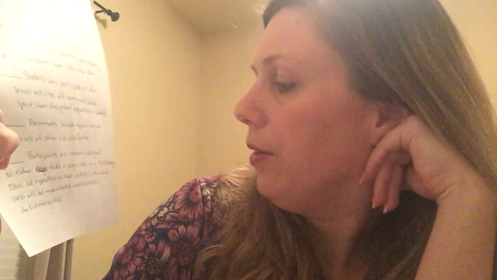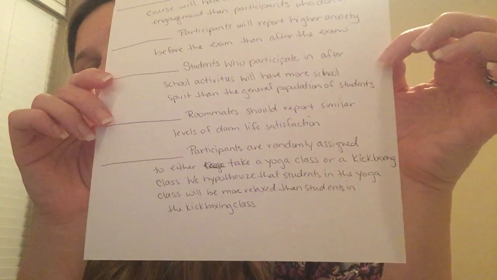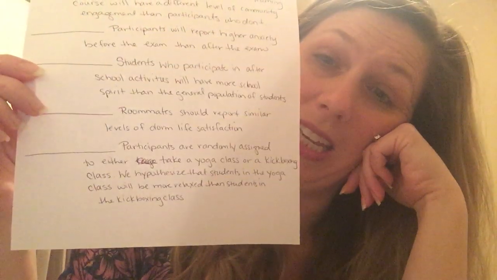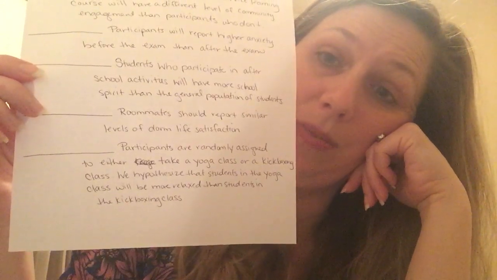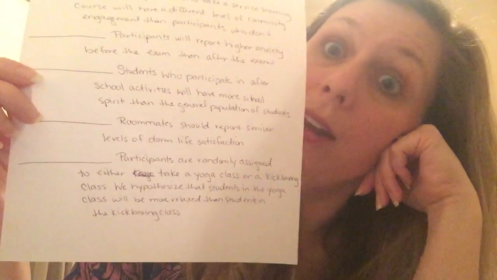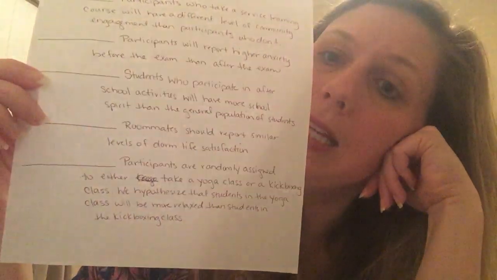Participants are randomly assigned to either take a yoga class or a kickboxing class. We hypothesize that students in the yoga class will be more relaxed than students in the kickboxing class. Two groups of people doing two different things, and it's very clear here that there are two different samples of people that you've recruited and are assigning to do two different things. So that is definitely an independent t-test.